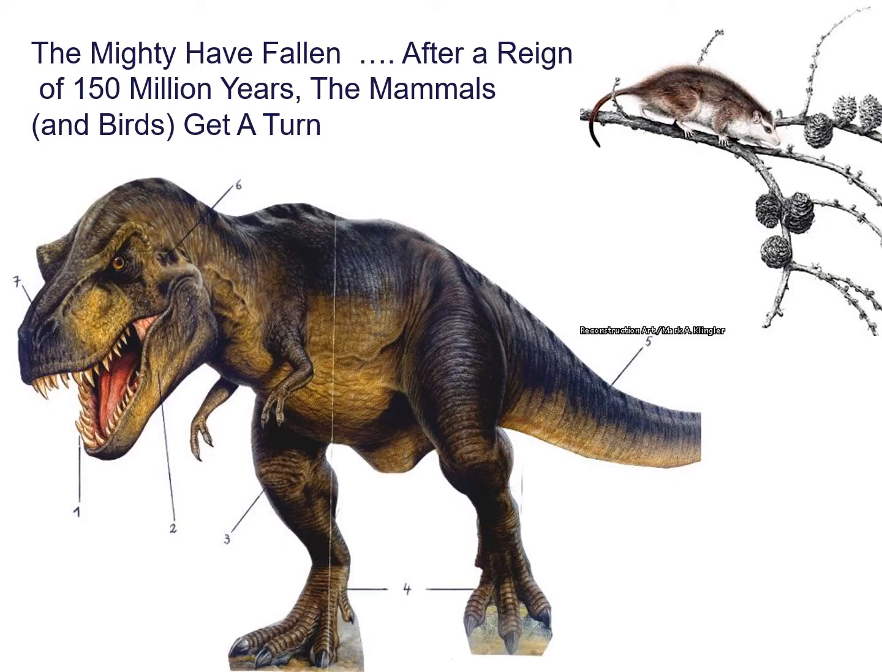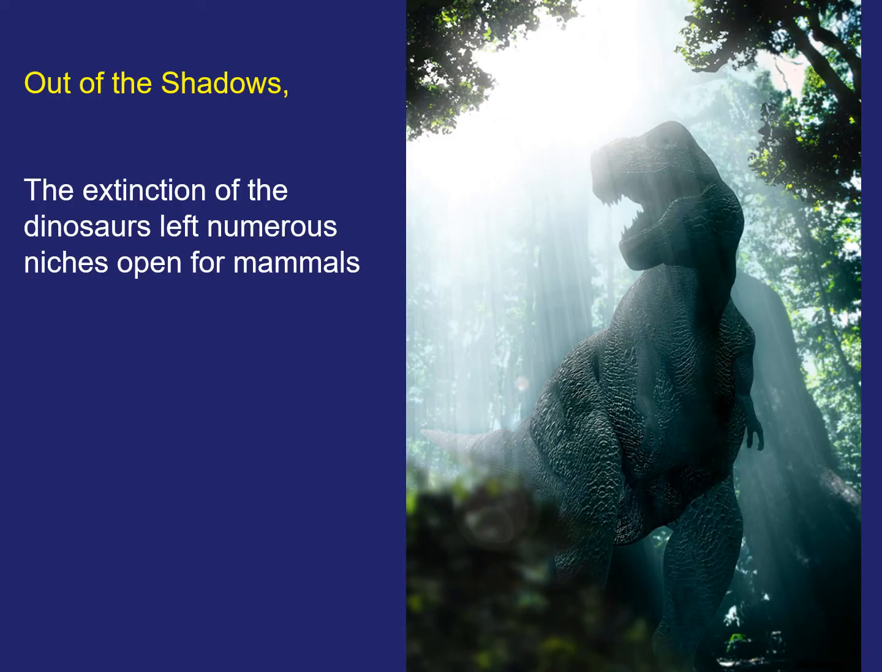Now, in the shadow of the dinosaurs were mammals. Mammals appeared quite a long time ago, 150 million years ago. So for many, many million years, mammals were there, but they were outcompeted by these reptiles. And then they finally got their chance. So out of the shadows, we had mammals taking their turn.